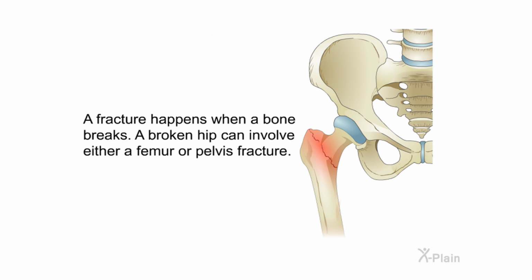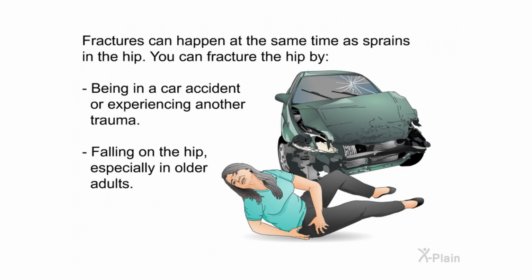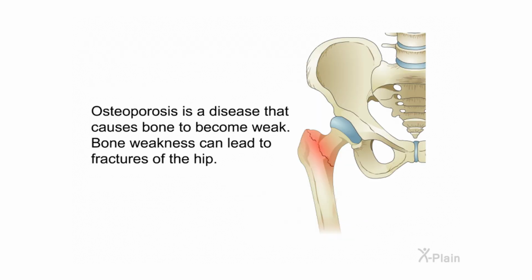A fracture happens when a bone breaks. A broken hip can involve either a femur or pelvis fracture. Fractures can happen at the same time as sprains in the hip. You can fracture the hip by being in a car accident or experiencing another trauma, or falling on the hip, especially in older adults. Osteoporosis is a disease that causes the bone to become weak. Bone weakness can lead to fractures of the hip.